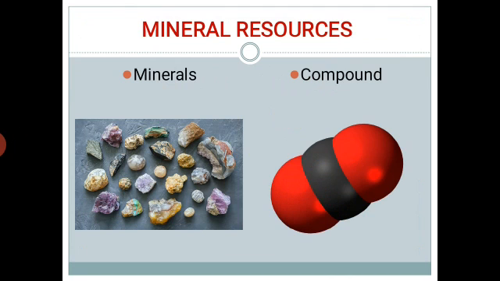It's called mineral. Students, how are minerals formed? Listen, a mineral may be made up of a single element or a combination of more than one element. It's referred to as a compound. That means students, some minerals are examples of compounds.